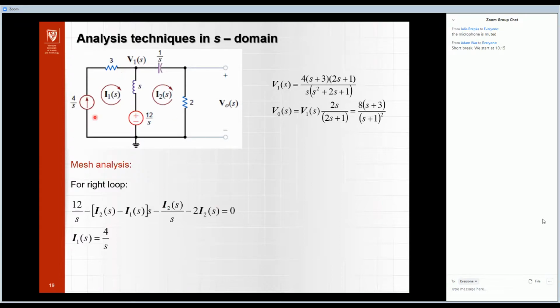And for the left loop it is a very good situation, because we have here only the current source. So this loop current I1 is just equal to the source current. Okay, and when I substitute this value into the first equation, I obtain such value. And when I have this current, the output voltage is equal just to this current multiplied by this resistor. So I obtain the same result in the first and the second method. So up to now it is good.